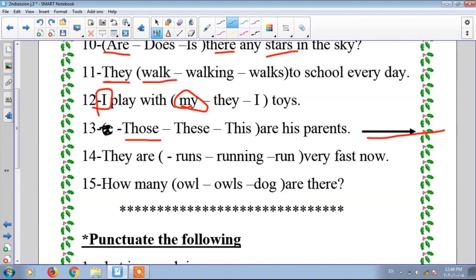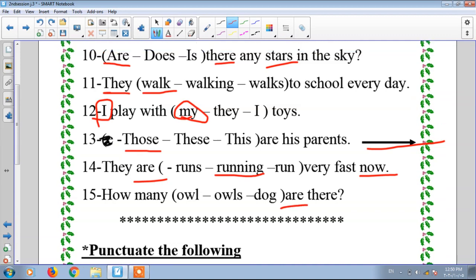They are run or running or runs very fast now. We have "are" and we have "now". Which tense? Present simple or present continuous? Yes, continuous. So I circle or underline "running". How many owl or owls or dog are there? We have is or are. So I circle owl? No. I circle dog? No. Circle what? Owls.